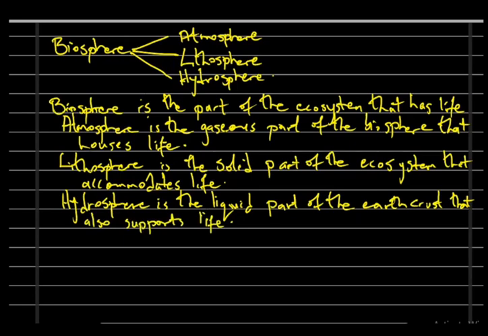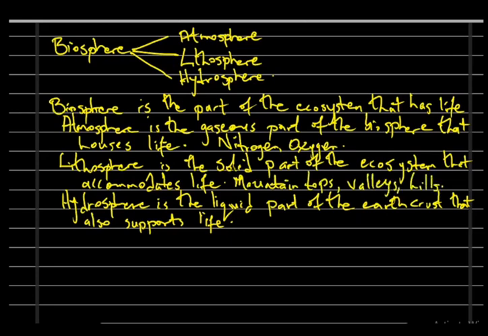Looking at the atmosphere, for example, we have the gaseous part of the earth, which is the part above the ground or above the soil surface. Every part above the soil surface makes up the atmosphere, where we have gases like nitrogen, oxygen and the rest. Then the lithosphere, we have mountain tops, valleys, hills, etc. And the hydrosphere includes water bodies like the oceans, rivers, seas, lakes, lagoons, etc.